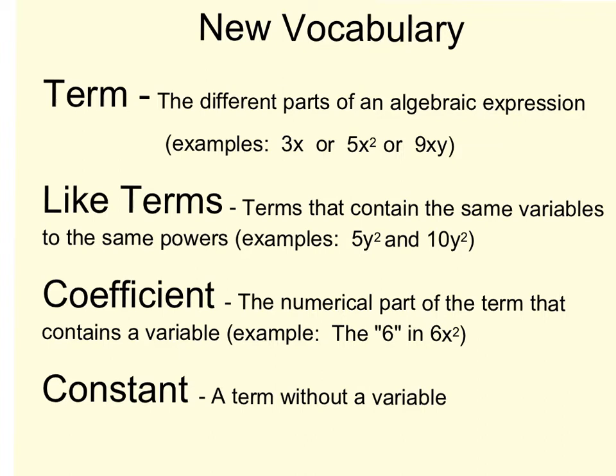Like terms are terms that contain the same variables to the same power. So for example, 5y squared and 10y squared both have a y squared. Coefficient is the numerical part of the term that contains a variable. So for example, if we have 6x squared, the 6 that's in front would be called the coefficient. And lastly, constant. A constant is just a term without a variable. So for example, like the number 7 or like the number 10.